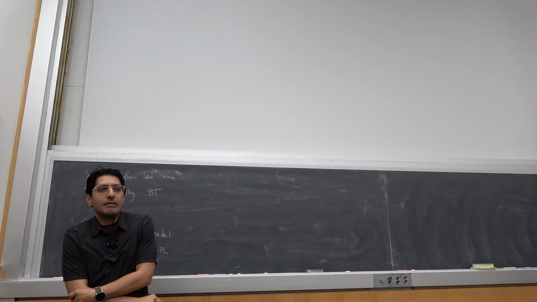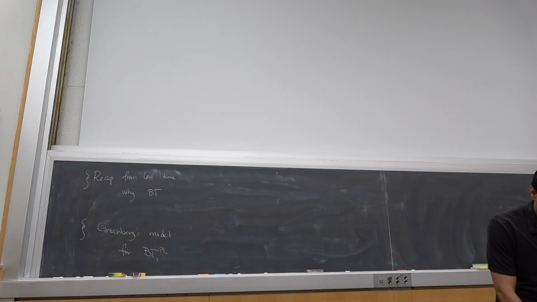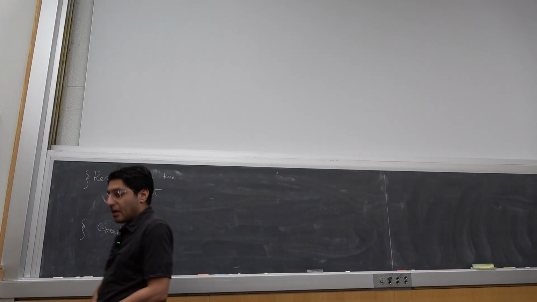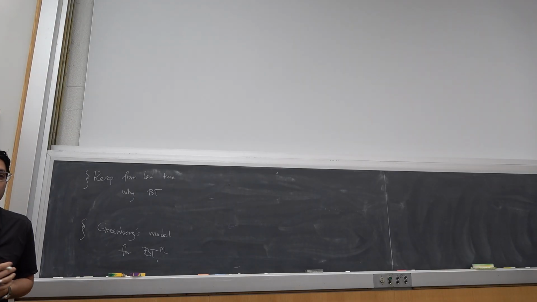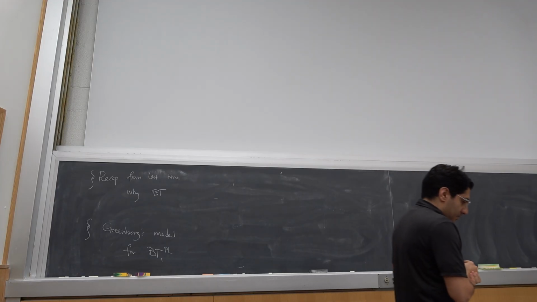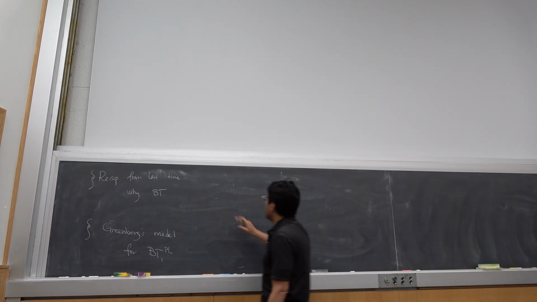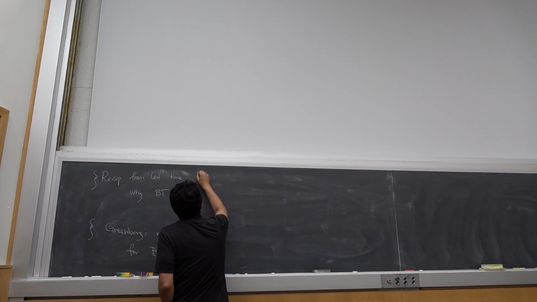So let me give a recap from last time. I tried to define this object, the classifying space of Haefliger spaces, and tell you why we should care about them. So let me quickly recall what the definition was and what the motivation was.